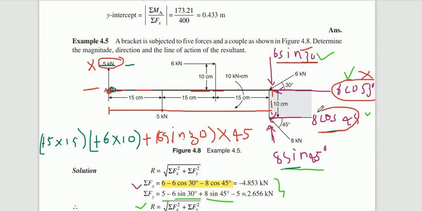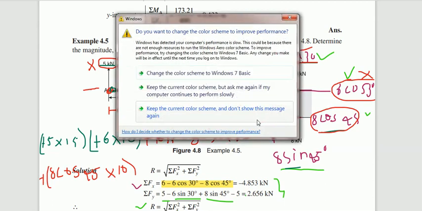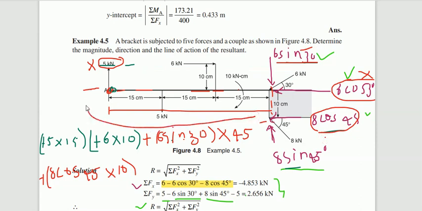What is the moment due to 8 cos 45 about point A? 8 cos 45 into 10. And what is the direction? Clockwise, positive. You can observe this is the force and the perpendicular distance is 10 centimeter. In order to reach the point A, it should come like this. Therefore it is clockwise and positive.